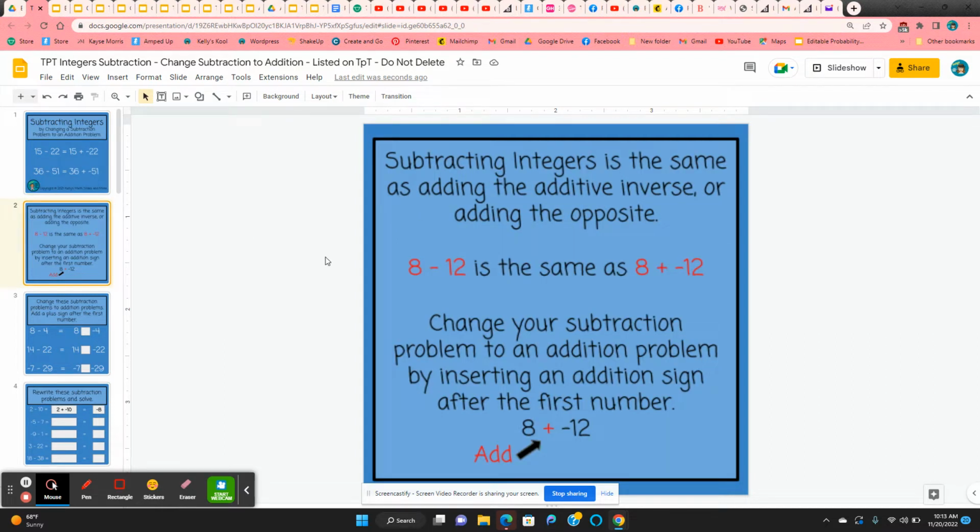So it starts by explaining that subtracting integers is the same as adding the additive inverse, or adding the opposite. So 8 minus negative 12 is the same as 8 plus negative 12. And so all they have to do is add a plus sign after that first number.